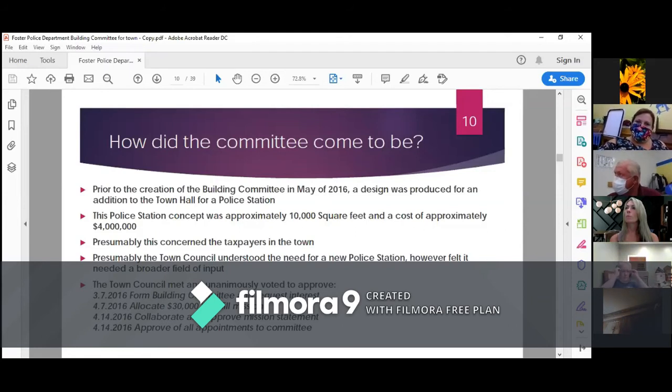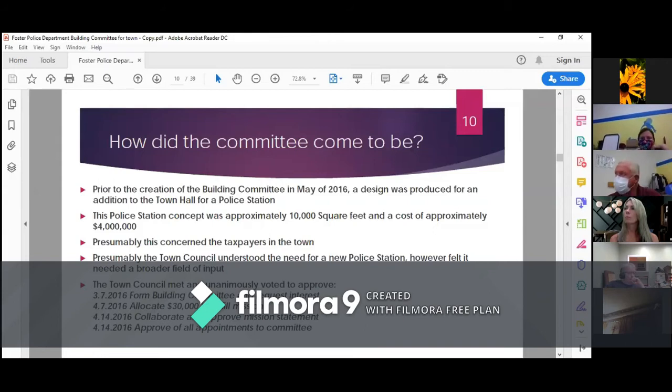So obviously that concerned the taxpayers of the town. The town council understood that. They also understood the need for the police station, so they wanted to get a little bit of broader input. This is what the town council did: they formed the building committee in this state. They allocated $30,000 to complete the mission, which we'll get into, on blueprints and that kind of thing. They collaborated and approved a mission statement, and then approved all the appointments to the committee. And that's a bipartisan town council. It's pretty impressive that they all agreed unanimously on all those things, so I definitely give the town council credit.